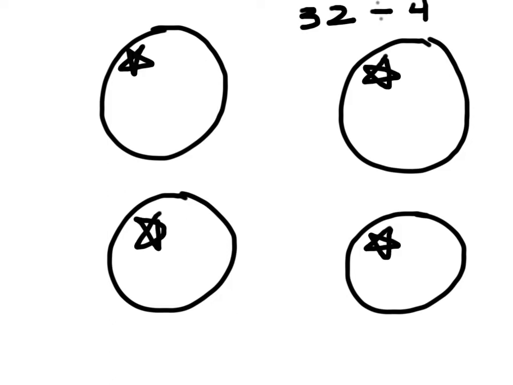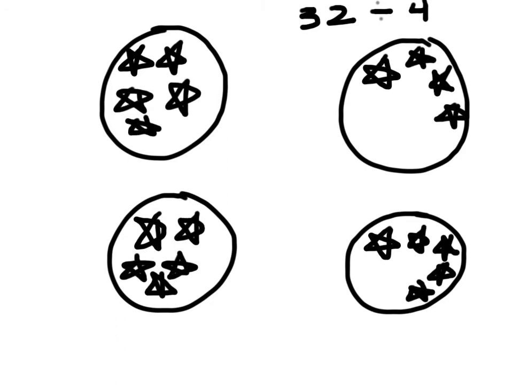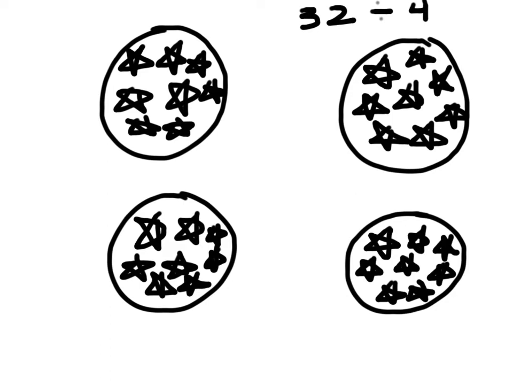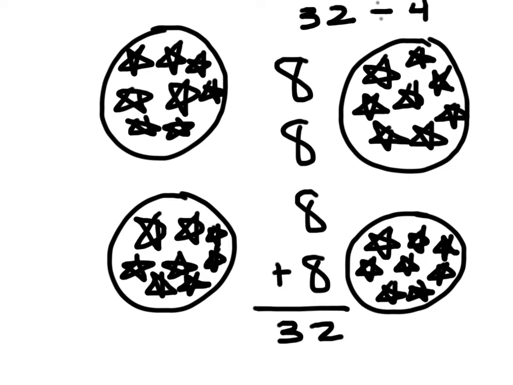We could start to solve this problem by distributing these 32 things with 1 in each group. And it doesn't take too long before we're giving out all 32 and dividing them evenly into groups. This is why division is a multiplicative process. It's part of multiplicative reasoning because we have groups that are all the same. 4 groups of 8, a total of 32 stars.